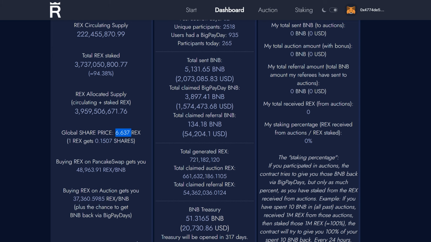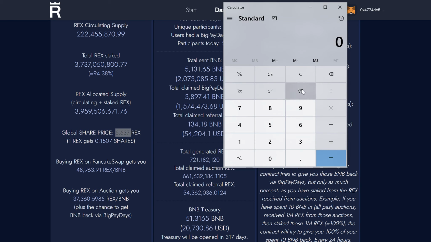I believe, let's bring out the calculator, if we take 0.1 divided by 6.637, so essentially right now 1 REX gets you 0.015 shares, whereas if you have the initial share price, 1 REX gets you 10 shares. So it's a big difference.